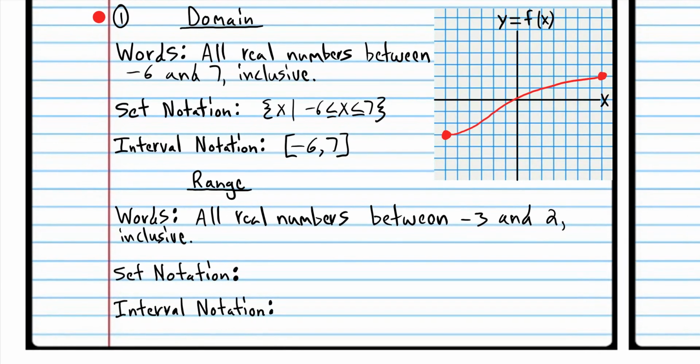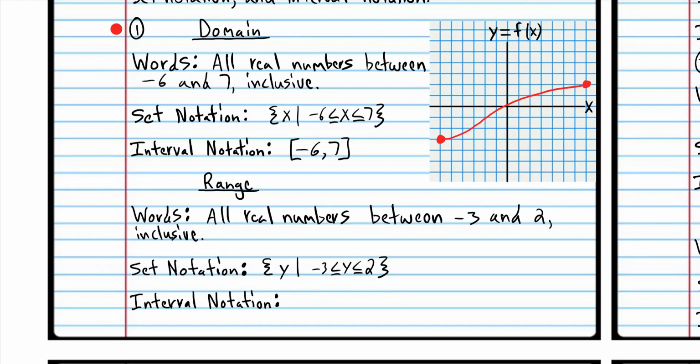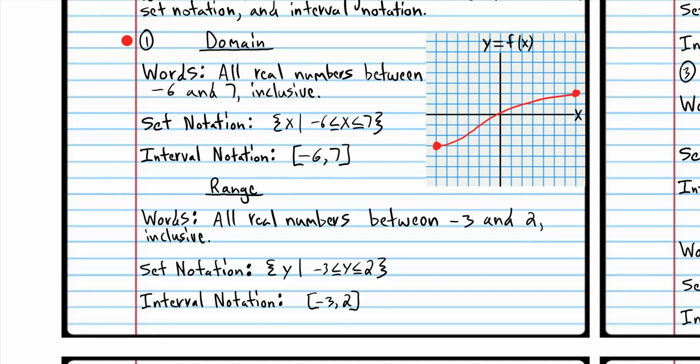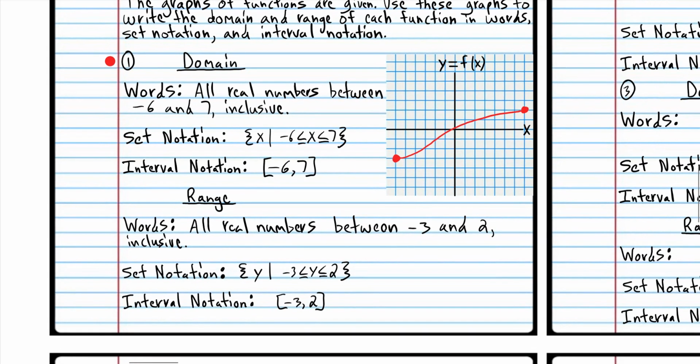Okay, and for set notation, we write the set of all y values, because now we're talking about y values. The set of all y values such that y is between -3 and 2, inclusive. And for interval notation, we write brackets again because we want to include the y values of the endpoints. So there you go. That is the domain and the range of that function in word form, set notation form, and interval notation form.